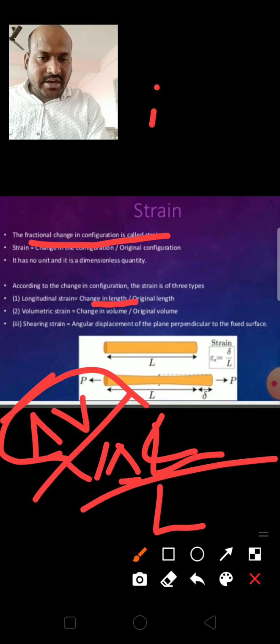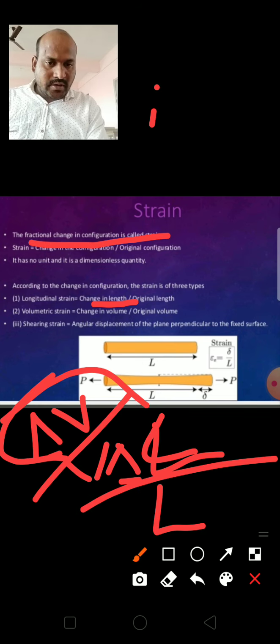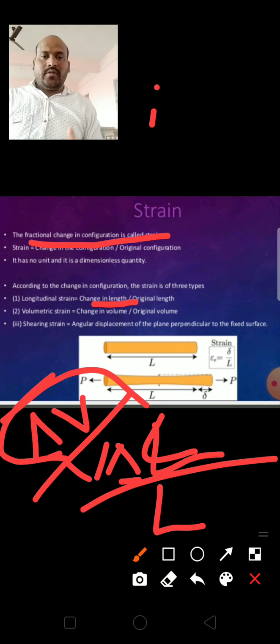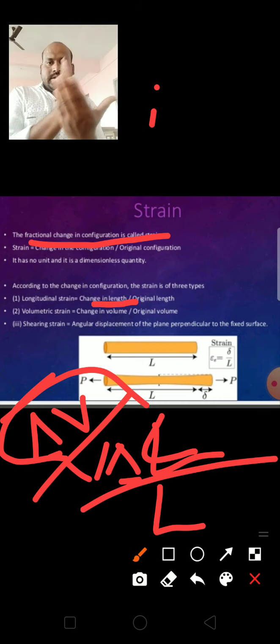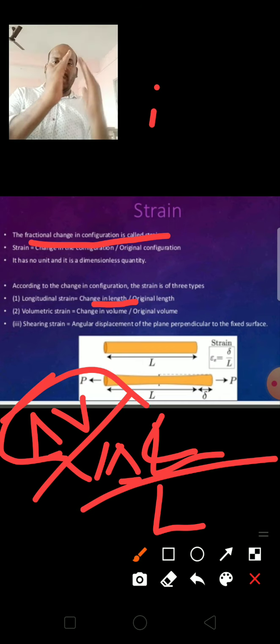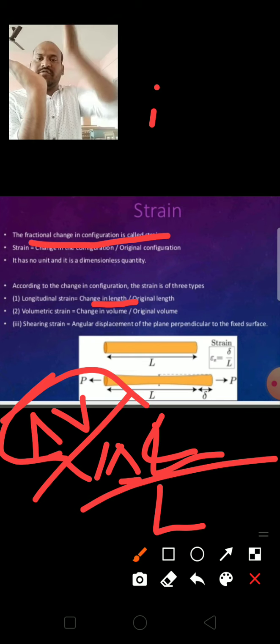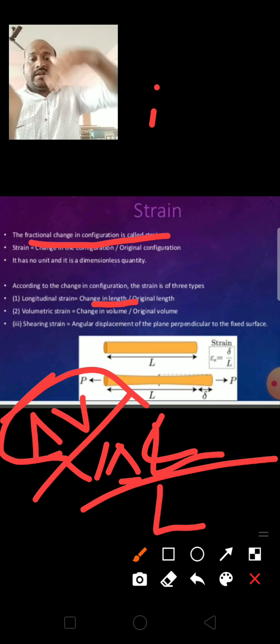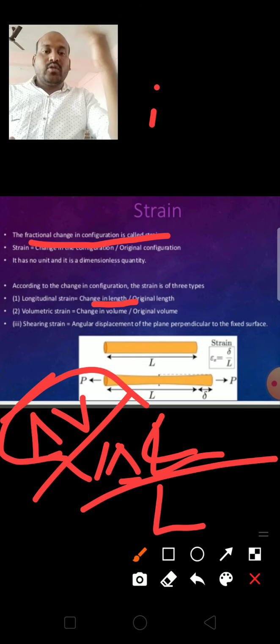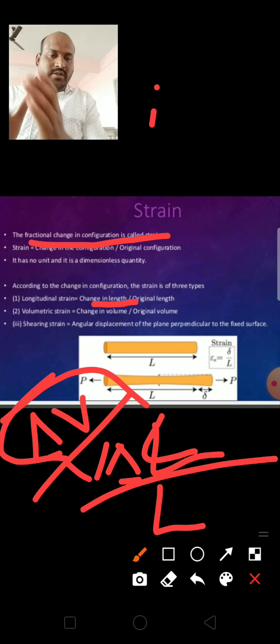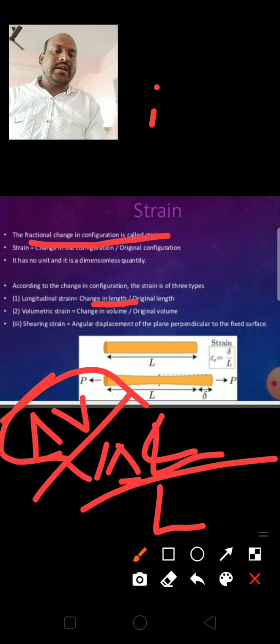Shearing strain is the angular displacement of the plane perpendicular to the fixed surface. If you consider a duster, below it is fixed, and when the duster is on the surface and you apply a force, it will be inclined. There is a fixed surface and an inclined surface, so when you look at the image for that topic, we can understand easily.